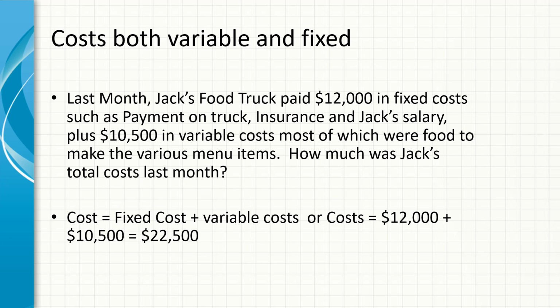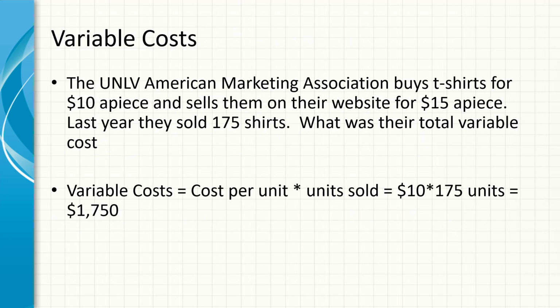Well, total costs are fixed costs plus variable costs, or in this case, $22,500. The American Marketing Association buys t-shirts for $10 a piece from a local merchant and sells them on their website for $15 a piece. Last year, they sold 175 t-shirts. What was their total variable cost? Well, the variable cost is the cost per unit times the number of units sold.